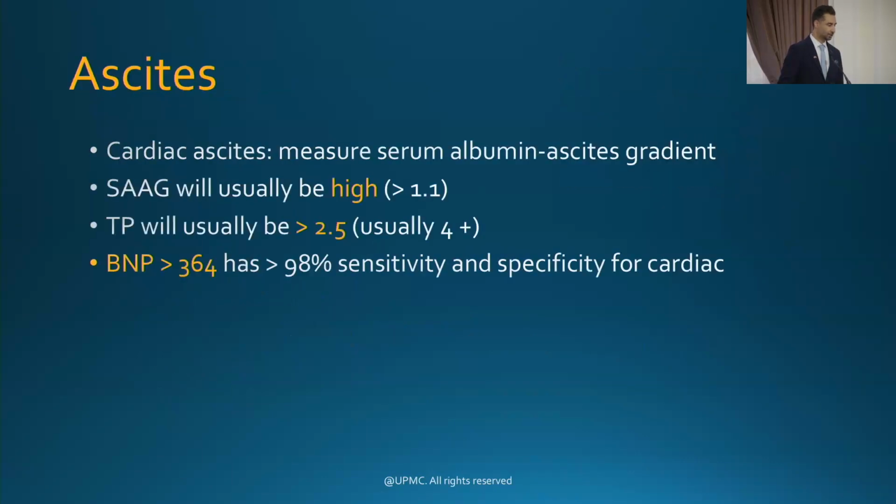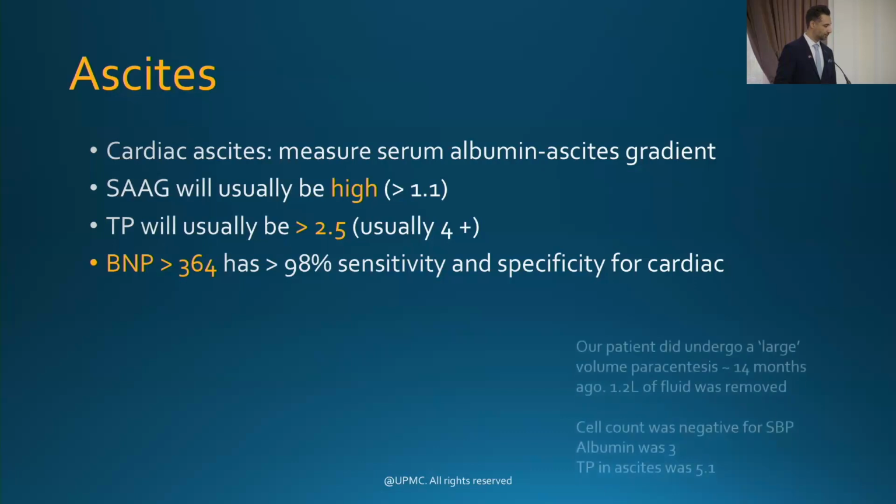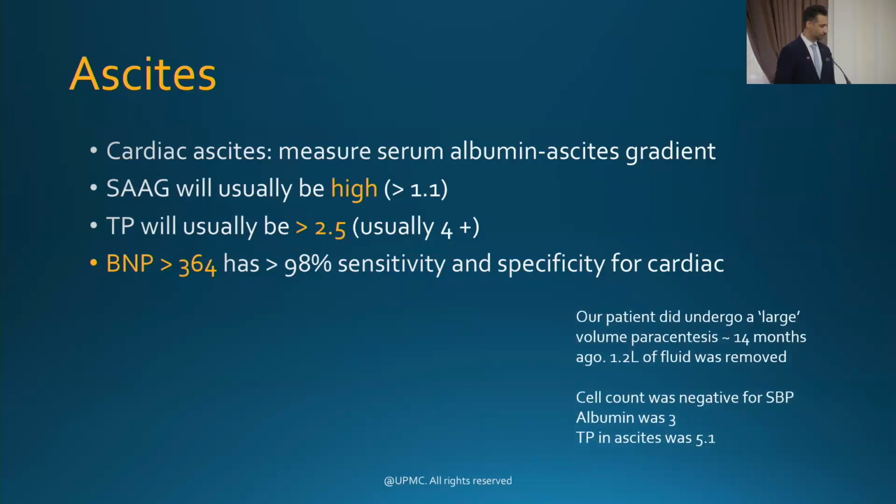The development of ascites almost always prompts a liver consult. You can usually determine if it is cardiac in nature by interpretation of the fluid analysis. Typically, cardiac ascites will give you what we call a high serum albumin to ascites, or SAG gradient, and a high total protein. BNP has also very good sensitivity and specificity. Our patient did undergo a one-time tap greater than a year ago, and his analysis was very consistent with cardiac ascites with a total protein of 5.1.